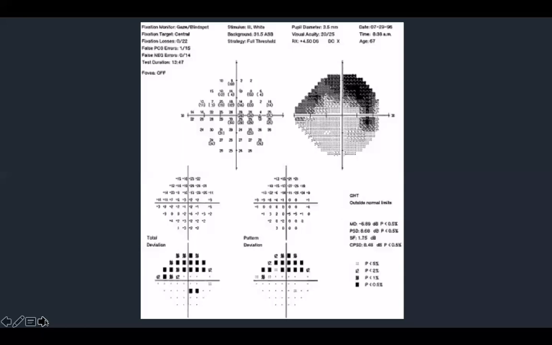Regarding the pattern standard deviation, I cannot see the number clearly, Doctor. Is it 8? Yes, the pattern standard deviation is 8. The mean deviation is minus 6.8. So minus 6, this is like a moderate visual field loss. Okay, good description. It should be like that because you shouldn't take too much time during your oral exam for describing the visual field.